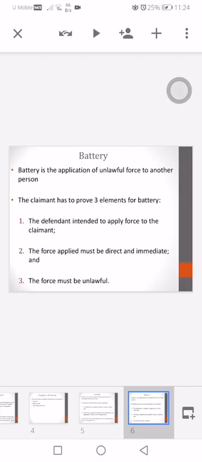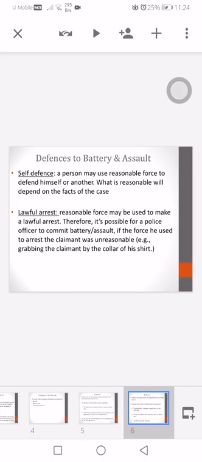Battery. Battery is the application of unlawful force to another person. The claimant has to prove three elements for battery. The defendant intended to apply force to the claimant. The force applied must be direct and immediate, and the force must be unlawful.